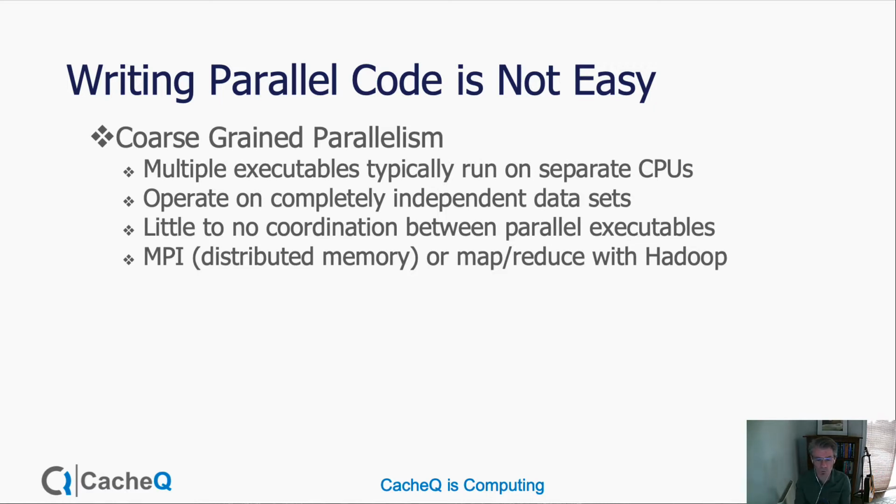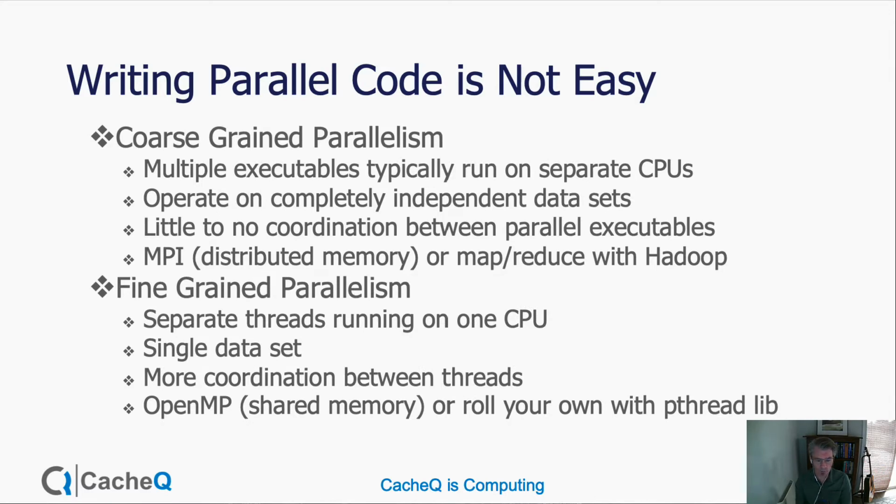or other tools like MapReduce with Hadoop. The other type of parallelism is fine-grained parallelism, where you have multiple threads running on a single CPU, generally operating on a single data set, and there's a lot more coordination between the threads. Usually the solution there is another API called OpenMP, which works on a shared memory model, or you can pretty much roll your own with pthreads or some other sort of threading library. But again, it's pretty much up to the developer to understand this technology, to understand the hardware that they're running on, and it's not easy.